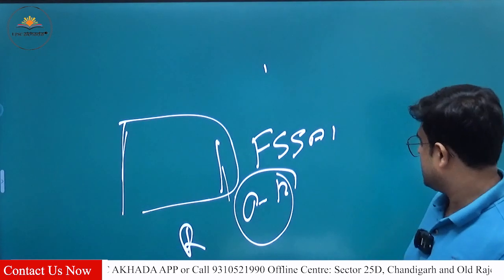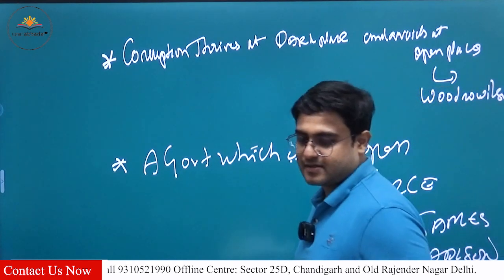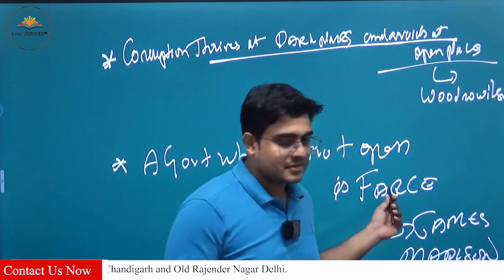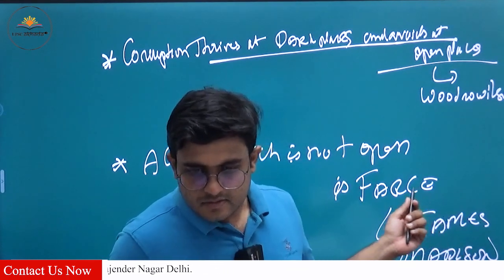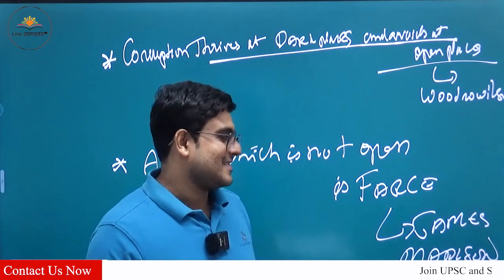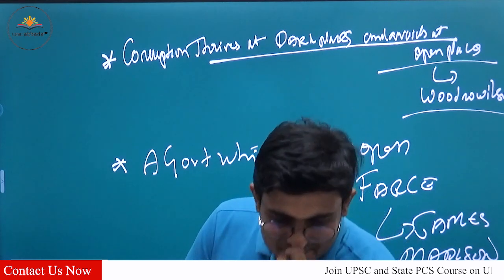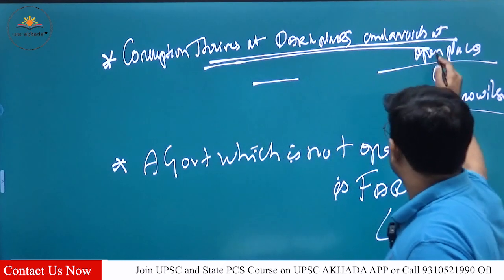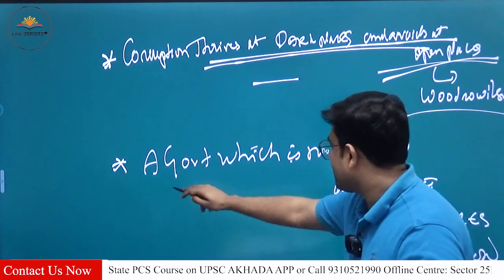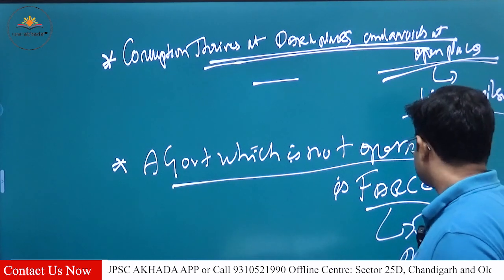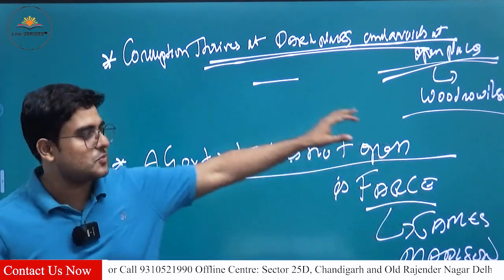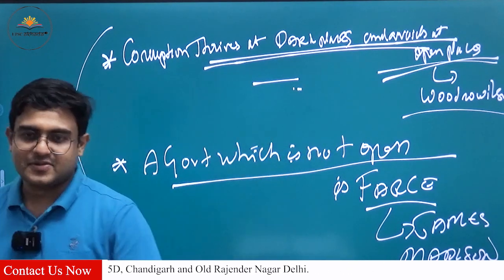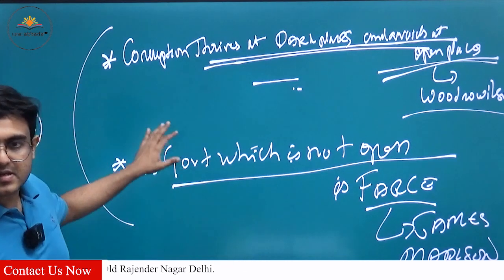Some quotes may be helpful on RTI. Corruption thrives in dark places and avoids open places, by Woodrow Wilson. A government which is not open is a farce, by James Madison. Woodrow Wilson, father of public administration, and James Madison were both Presidents of the United States, and this philosophy is the foundation of the US Constitution. Okay?